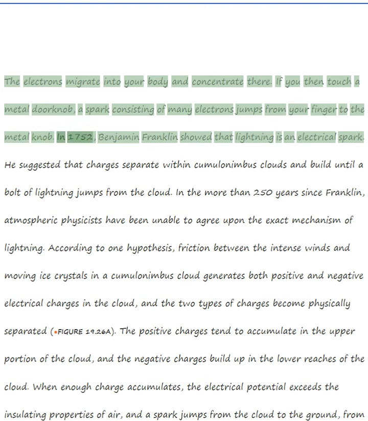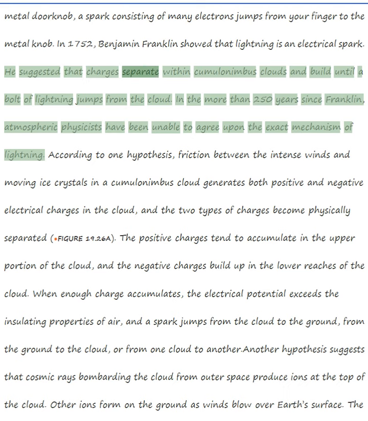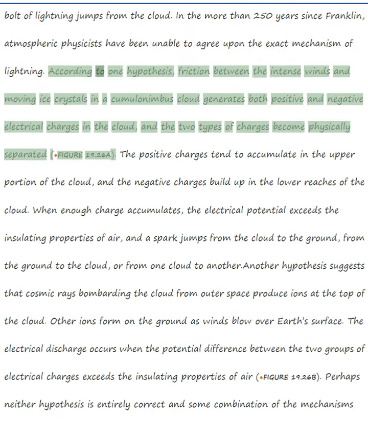In 1752, Benjamin Franklin showed that lightning is an electrical spark. He suggested that charges separate within cumulonimbus clouds and build until a bolt of lightning jumps from the cloud. In the more than 250 years since Franklin, atmospheric physicists have been unable to agree upon the exact mechanism of lightning. According to one hypothesis, friction between the intense winds and moving ice crystals in a cumulonimbus cloud generates both positive and negative electrical charges in the cloud, and the two types of charges become physically separated.